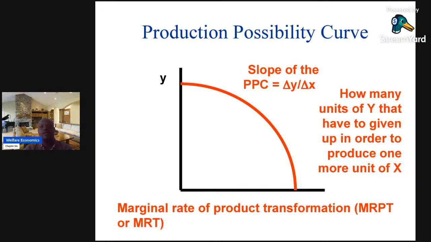The slope of the marginal production possibility curve is the change in y over the change in x: how many units of y have to be given up in order to produce one more unit of x. Amma opportunity cost in kanmarratin ille argina.